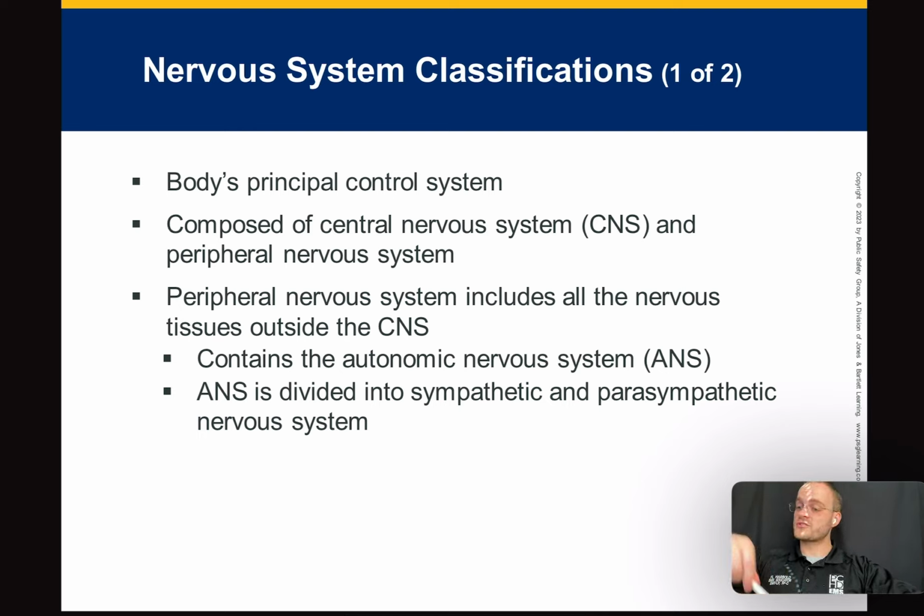So what's the central nervous system? It's the brain and spinal cord. The peripheral nervous system is pretty much not the brain and spinal cord, but the peripheral nerves. Okay, so the peripheral nervous system does contain the autonomic nervous system. So autonomic, just like an automatic transmission, right? It's just automatic, so it kind of works on its own.